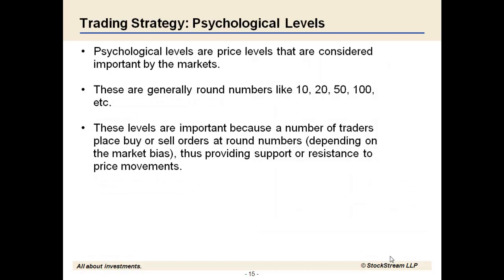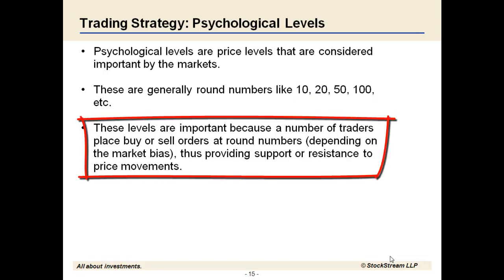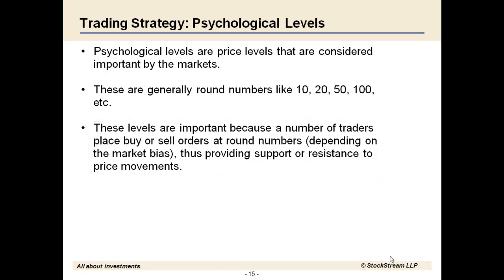Psychological levels are price levels that are considered important by traders. These are generally round numbers that are easy to remember, like 50, 100, etc. The rationale behind these levels as being important is that a number of traders place stops or limits near these levels because they are easy to remember. Thus, psychological levels act as support or resistance depending on the market bias.